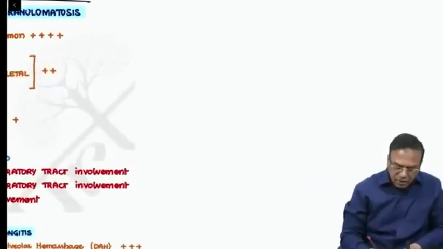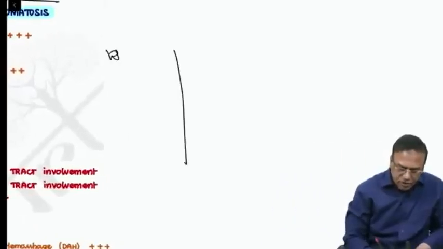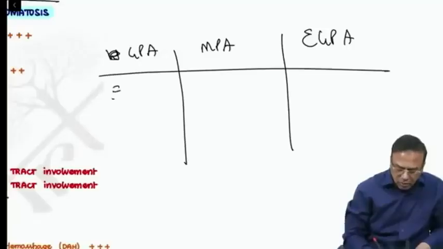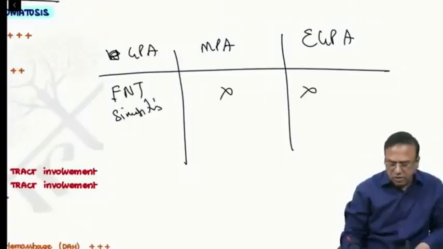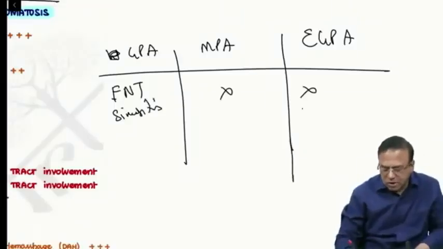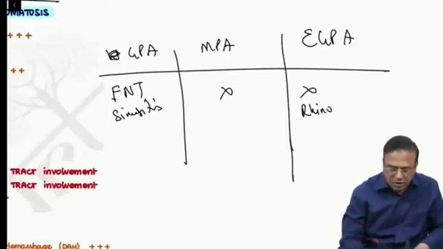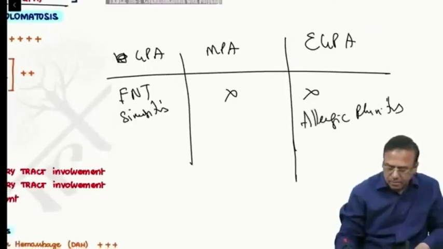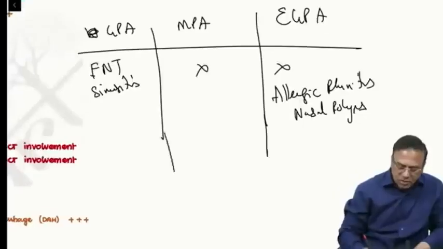Among the three, between the Wegener, that is GPA, and MPA and EGPA, I told you ENT problem, particularly sinusitis, is a feature in favor of GPA, does not occur here. Although in patients here you can sometimes see rhinosinusitis, or allergic rhinitis. Nasal polyps sometimes can occur over here, so be clear, it's not that upper respiratory is never involved in EGPA, it can be.